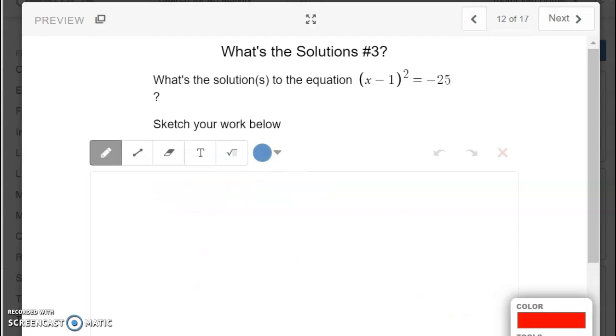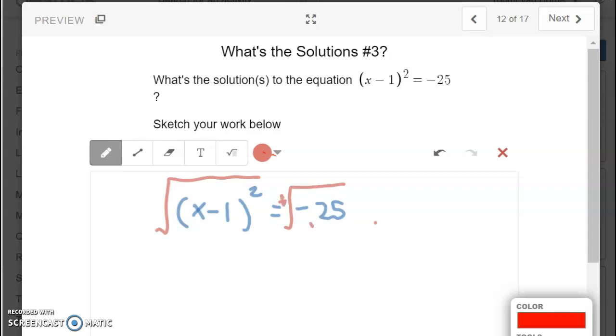What about this problem? X minus 1 all squared is negative 25. So x minus 1 all squared is equal to negative 25. Again, we are going to take a square root of both sides. Don't forget the plus and minus when you do that. On the left hand side you're left with x minus 1 because square root and square cancel out. The right hand side is the square root of negative 25.